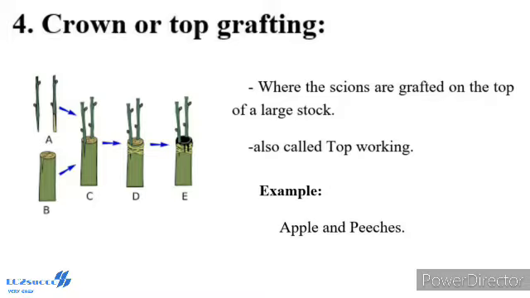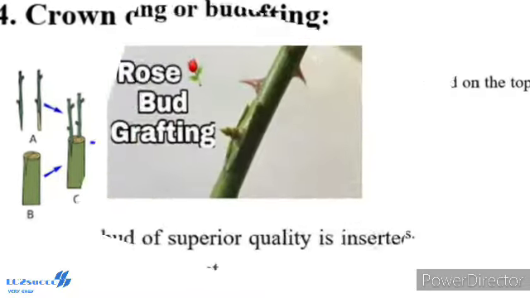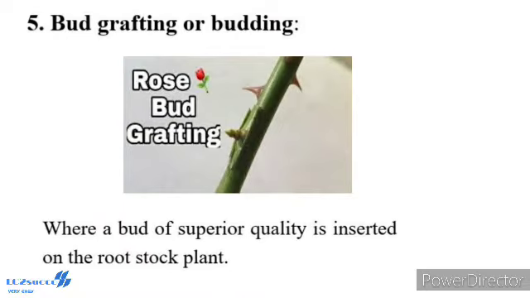In the same way, several scions are prepared with a wedge-shaped cut. The scions are inserted on the notches or clefts of the stalk. Top grafting is helpful in changing the cultivar of an established plant. Another type of grafting, bud grafting or budding.